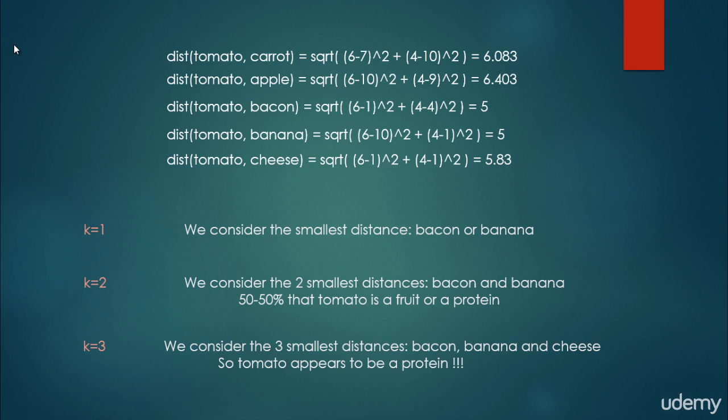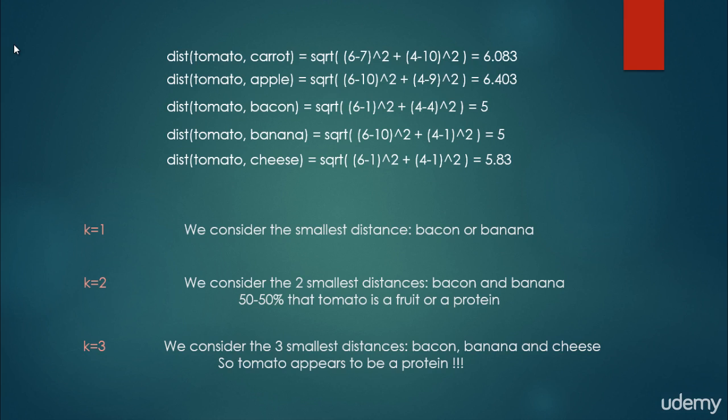And if the k is 1, which means that we consider the smallest distance, so the first item that's nearest to the tomato. And because both bacon and banana have the smallest value, the 5, we don't know it for certain. If the k is equal to 2, we consider the two smallest distances, bacon and banana. So we have 50-50% that tomato is a fruit or a protein, because bacon was classified as a protein, banana was classified as a fruit.